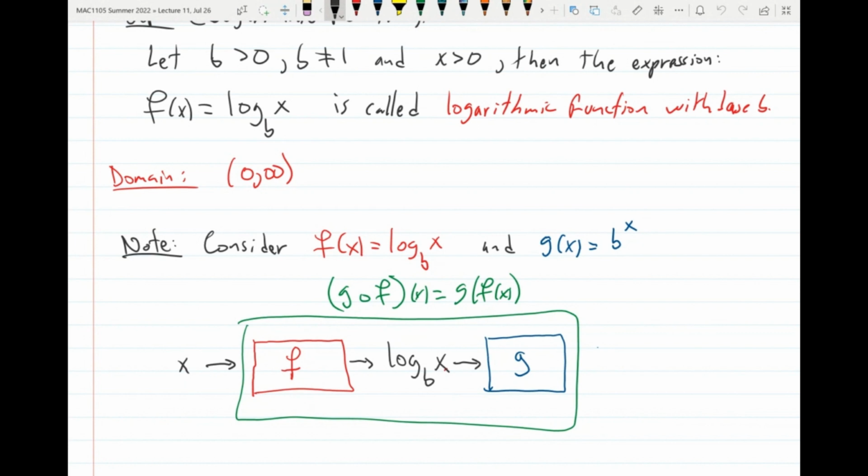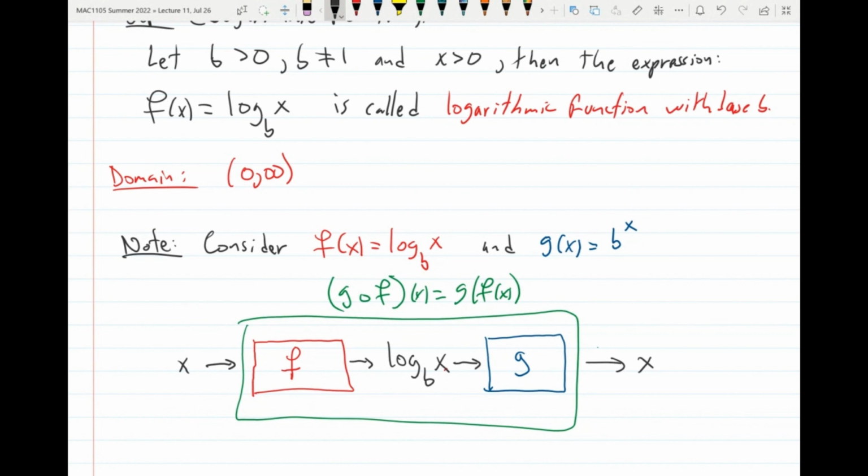What this represents is the power that b has to be raised to get x. And what it is doing is raising b to this power, right? That's the job of this function. So, of course, by definition, you're going to get x because it's a power that you need to raise b to obtain x. Does that make sense? So it appears that g is canceling f. Whatever comes into f gets cancelled by g. So this means that g is the inverse of f.